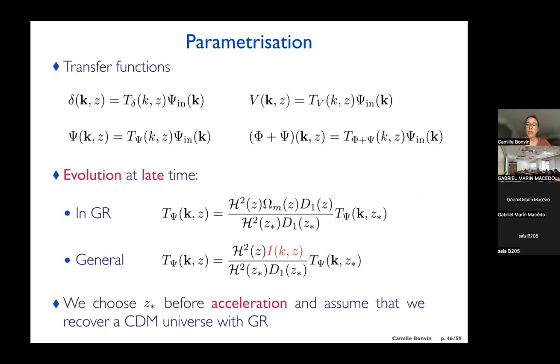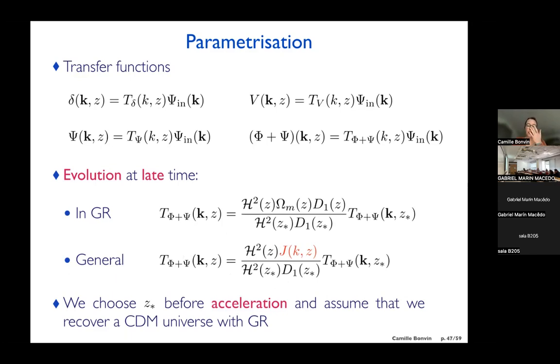You see that it evolves like omega matter times d1. But of course, if we are in different theories of gravity, we change the Poisson equation, we change the link between phi and psi, and therefore the evolution may be different. So we encode that into this function I.